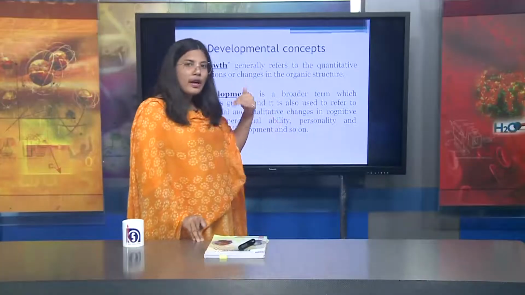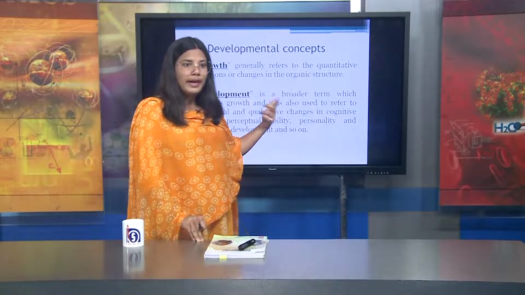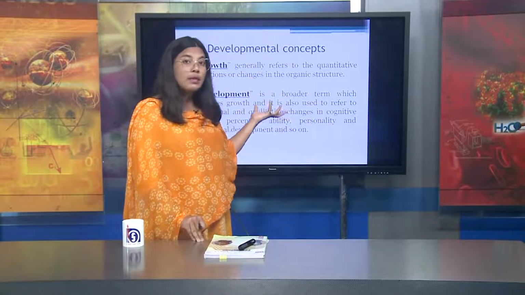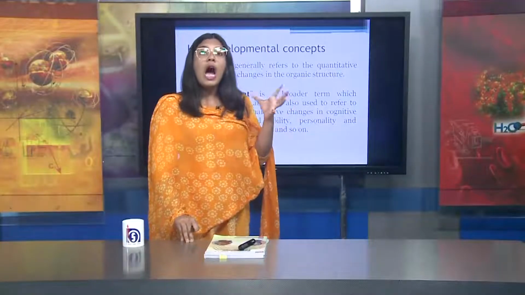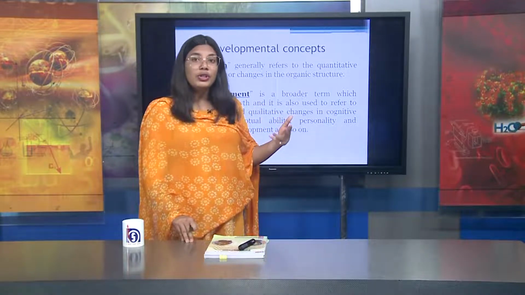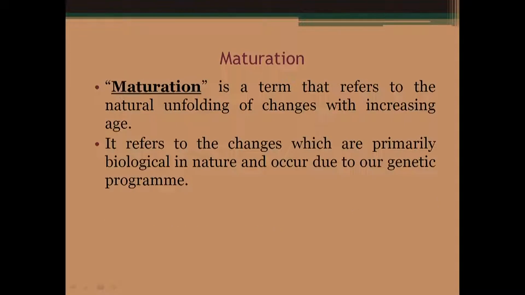Functional means the functioning that a person does. It can include brain functioning, it can include hand-leg coordination, eye-hand coordination, all that, because it is a part of your functioning. Qualitative changes in cognitive ability, your cognition, perceptual ability. When we talk about perception, how you perceive things, how you interpret stimulus, how you interpret information and then react to it. The next, personality and emotional development, and so on. So development is a broader term. It includes growth in it, and it includes functional and qualitative changes that occur in the different domains of developmental areas. Okay, I hope this is clear till here.